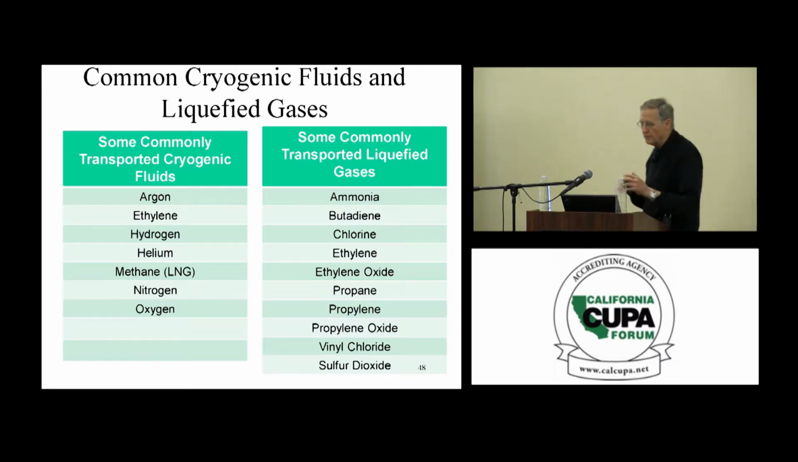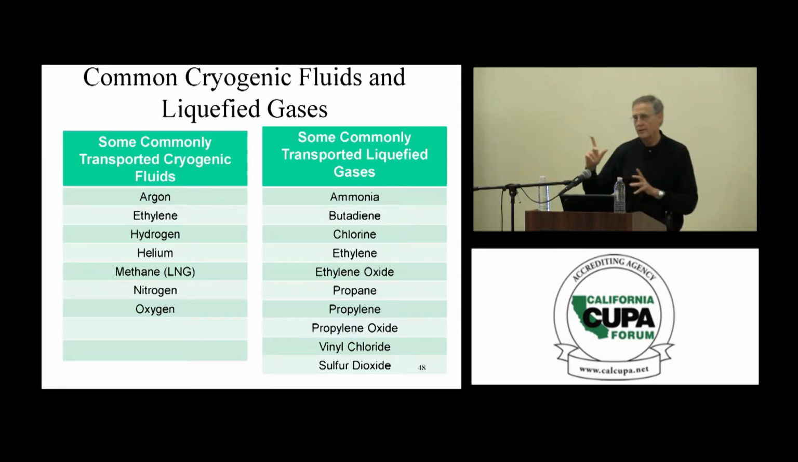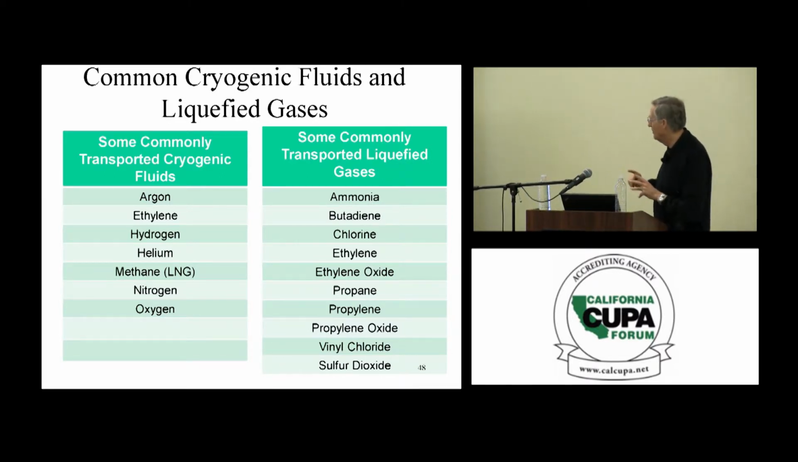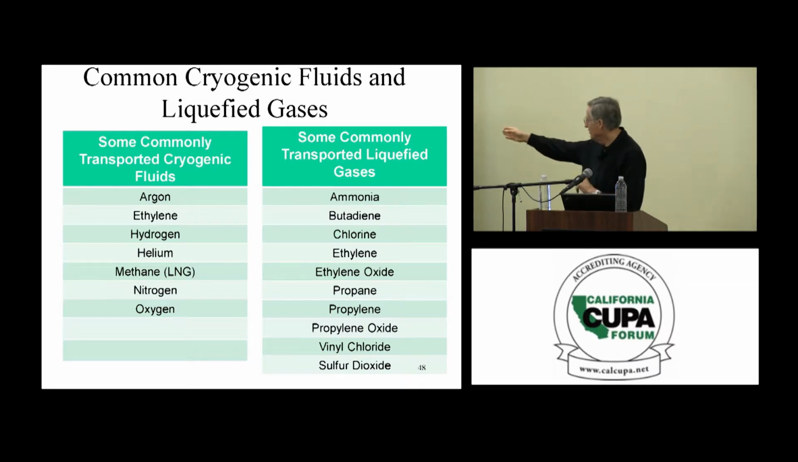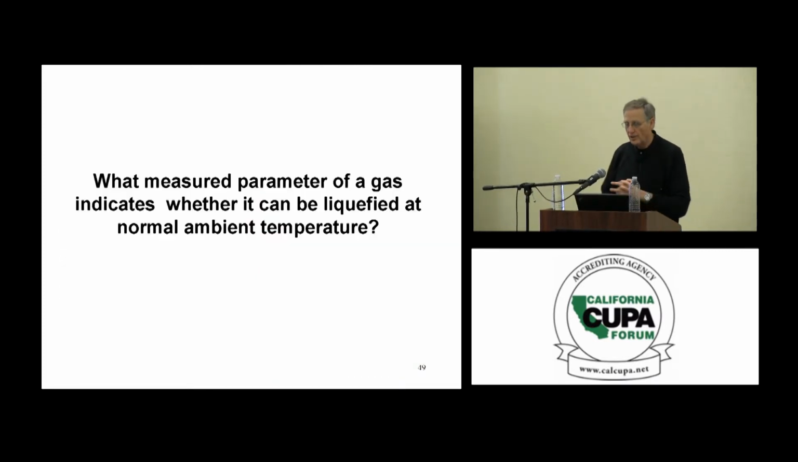Now, some commonly transported cryogenic fluids are argon, ethylene, hydrogen, helium, methane, LNG, not so much in the US, nitrogen and oxygen. Commonly transported liquefied gases that are not cryogenic fluids: ammonia, butadiene, chlorine, ethylene oxide, etc. Sulfur dioxide. So, I've already given you the answer to this. What measured parameter? Critical temperature.